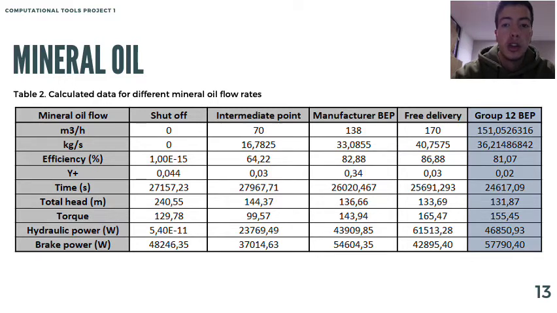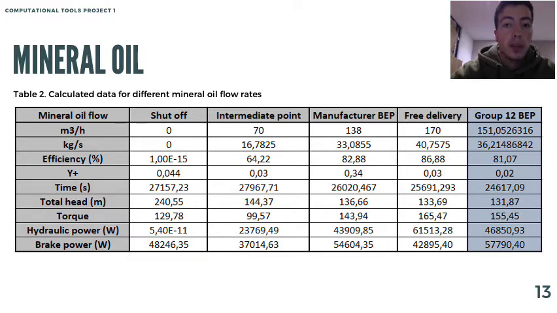So to ensure the longevity of the machine, the AOR is reduced, and this also reduces the manufacturer's BEP. With respect to the total head, we observe an inversely proportional relationship: as the oil mass flow decreases, the value of the total head increases, giving a maximum value in this case of 240.55 meters at the shutoff.